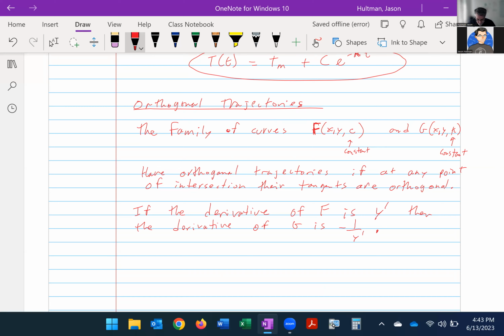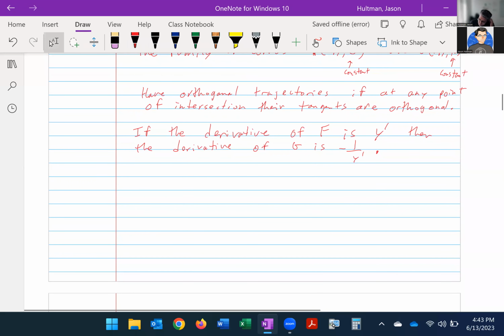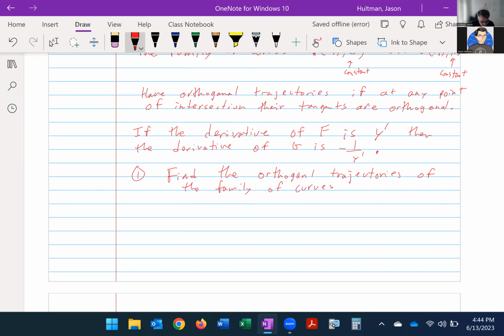Okay, let's see how this works in practice. Example 1. Find the orthogonal trajectories of the family of curves y squared equals cx. So we want to find the orthogonal trajectories of the family of curves.